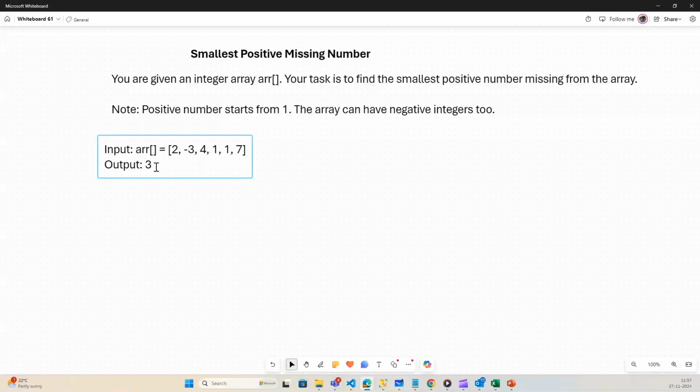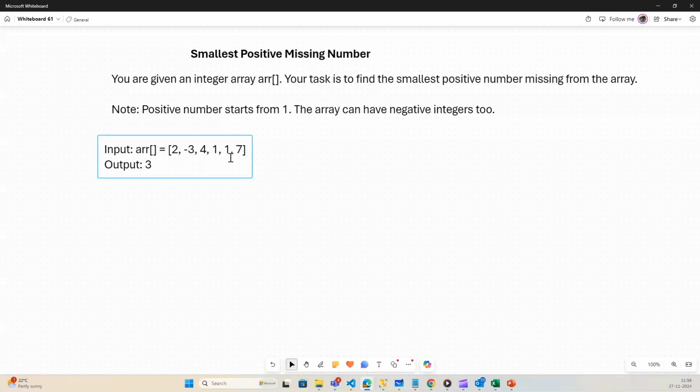Okay, so to solve this question, we have to keep one observation in our mind. If I ask you what could be the largest number that can qualify to be my output, the smallest positive number that could be missing from this array, what could be the upper bound? The answer to that would be n plus 1, where n is the size of this array.